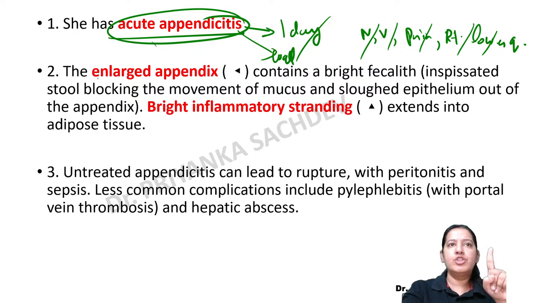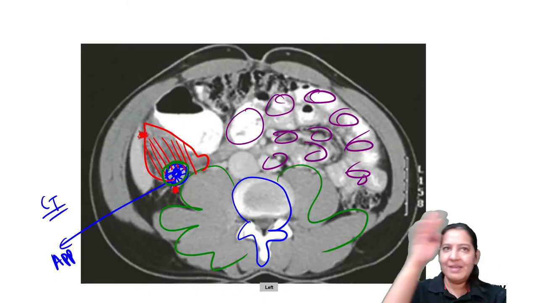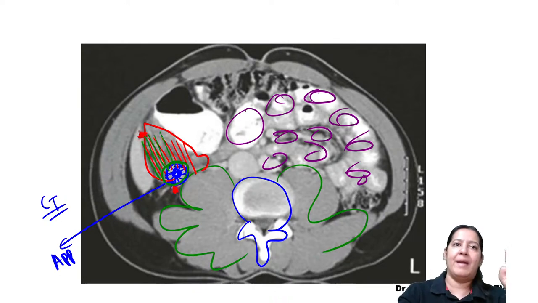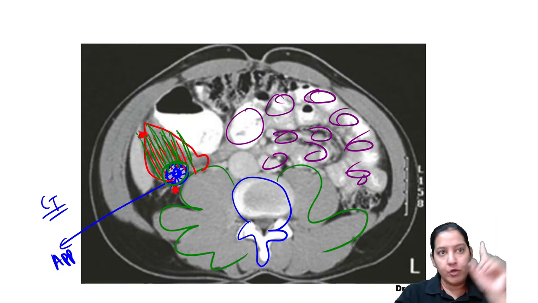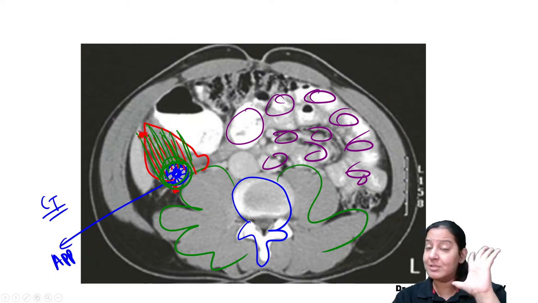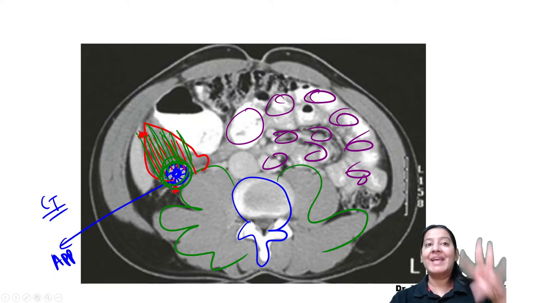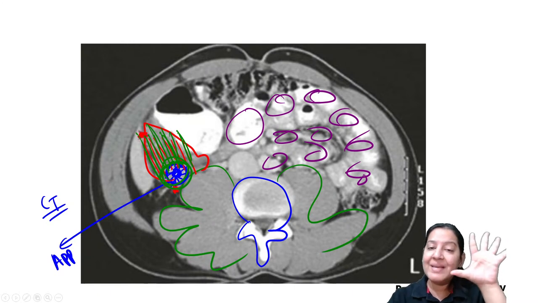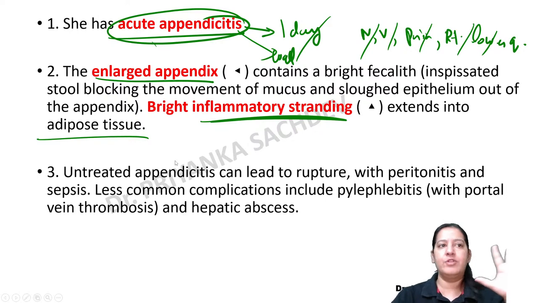One of the arrows is showing an enlarged appendix with a thick wall. The second arrow is showing inflammatory strandings, the exudate around it in the adipose tissue in the mesentery. Normally, on a CT, the appendix is not having such a thick wall. Here, the wall is thicker, number one. And number two, around the wall of the appendix, I can see the inflammatory strandings in the mesentery of the appendix. So that is a typical finding in acute appendicitis.